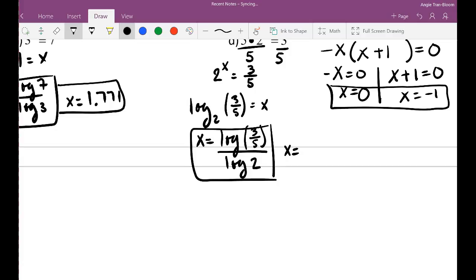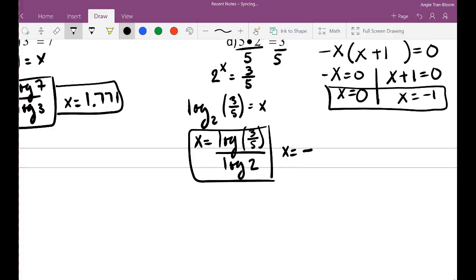The next person that will or can or should give me a decimal answer, please give me an answer whenever you are ready, Emily. So 3 decimal places. So would that be negative 0.737? Class, confirm or not? Yes.